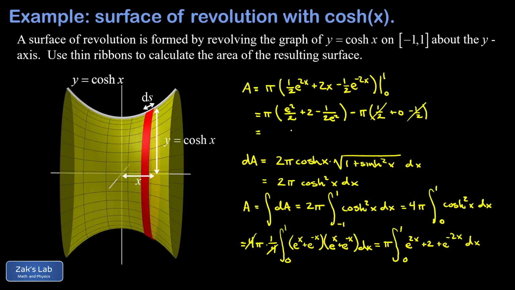So just cleaning things up a little, we can just pull a factor of 1/2 out of this entire thing and write pi over 2 out in front times the quantity e squared minus 1 over e squared plus 4.